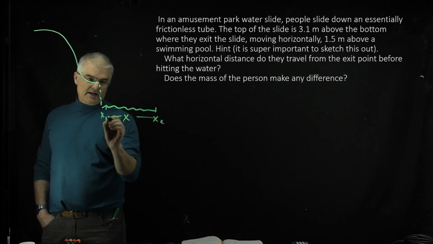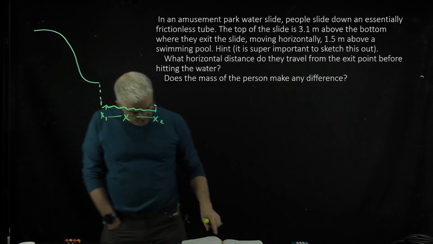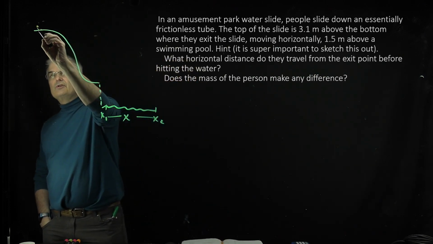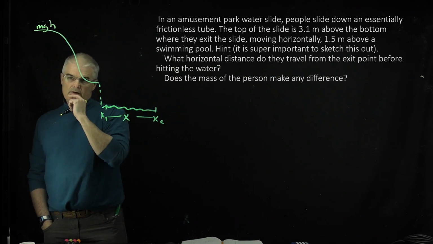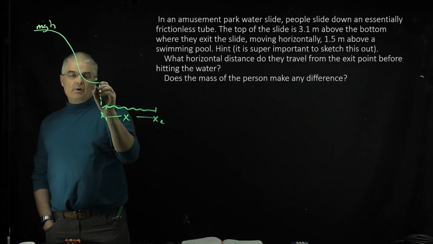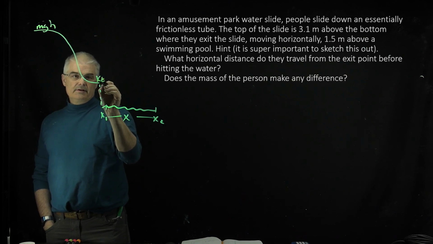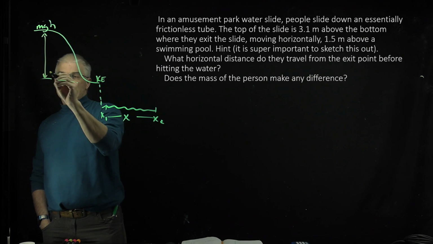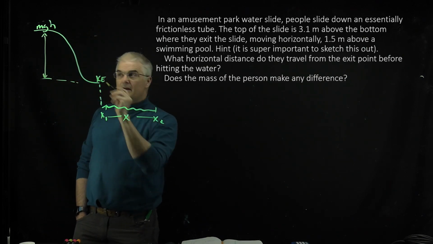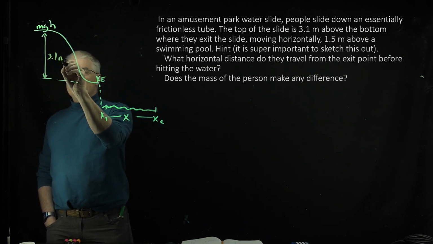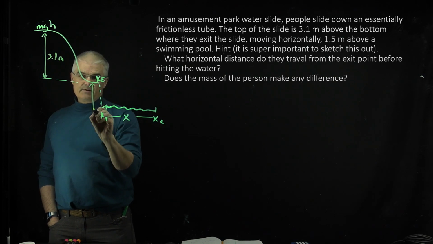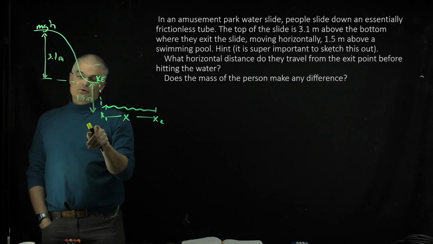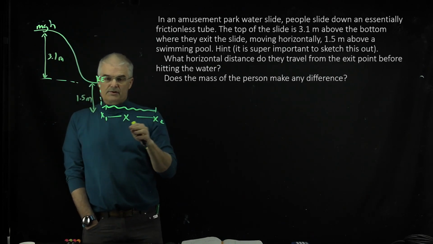What is this gap? Do they fall? Because what do we know? We know that the person has some potential energy up here, mgh, okay? And at this point, they have kinetic energy, all of this potential energy. This height was given. This is 3.1 meters, and this height is the 1.5 meters. So it's actually a total of 4.6 meters in falling.